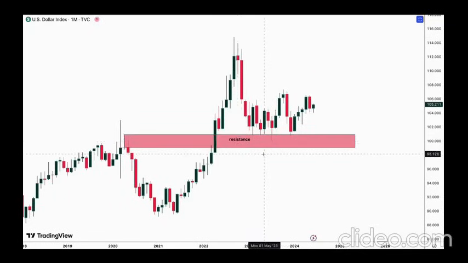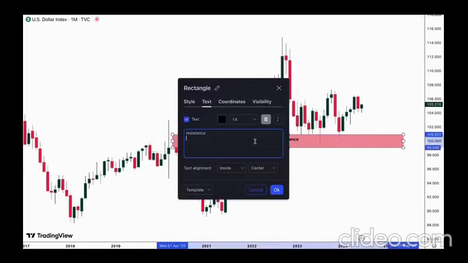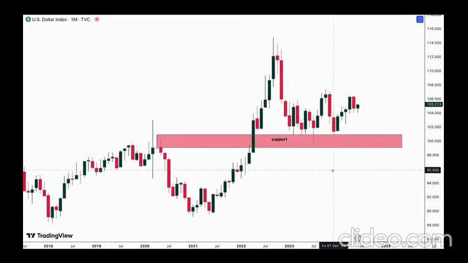The same applies to support. When support has been broken, it turns into resistance. So here we have this resistance, but now I can say this is no longer resistance. This is support, because resistance has been turned into support. As you can see, guys, the market has bounced on this support several times, but I think this will be the real move from this support.